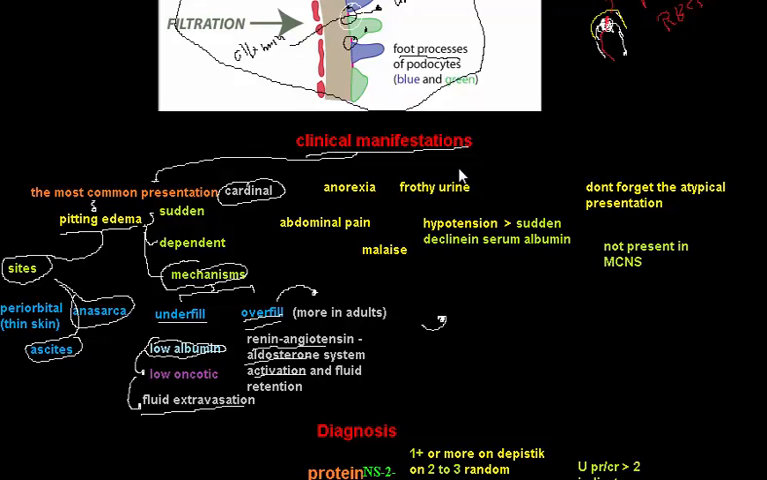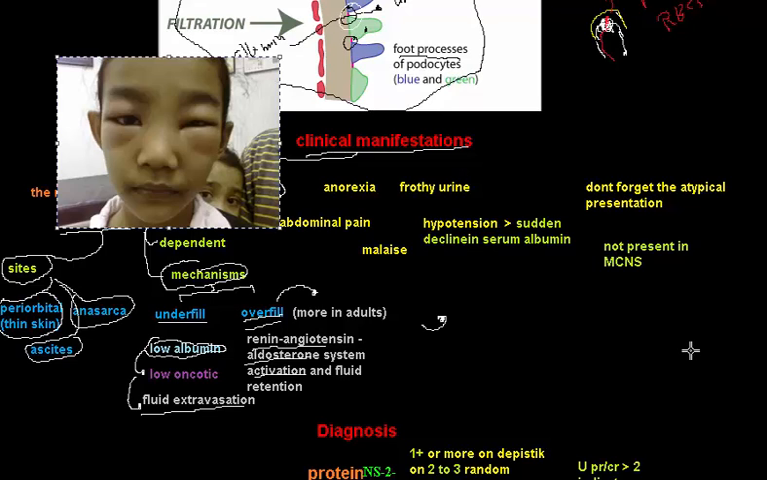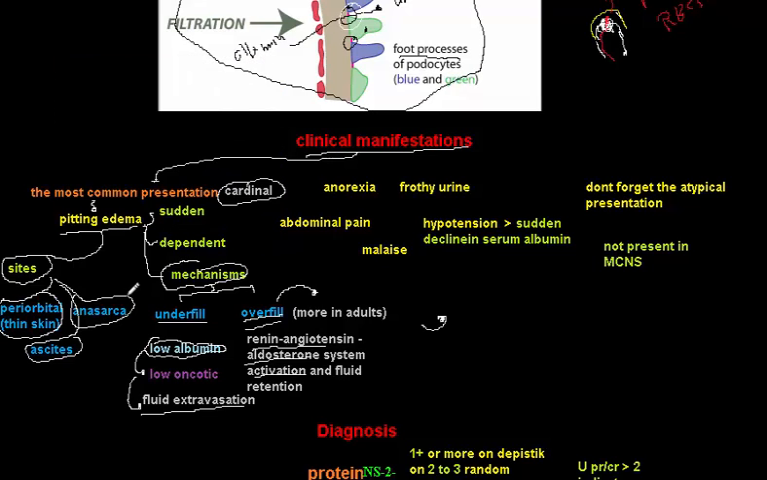but the very important one is periorbital edema, around the eyes, and this is due to the thin skin periorbitally. So here is periorbital edema. So don't forget, it is the cardinal sign. There is no nephrotic syndrome without an edema.